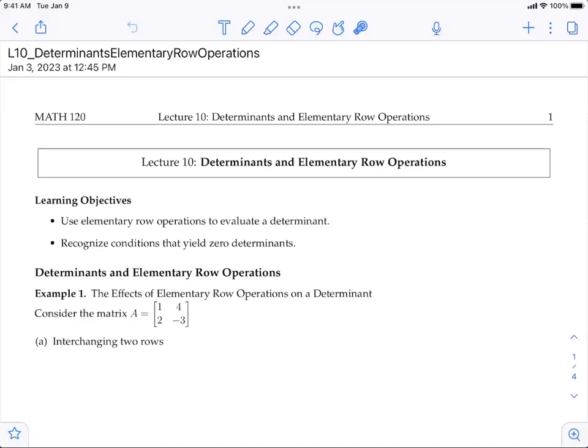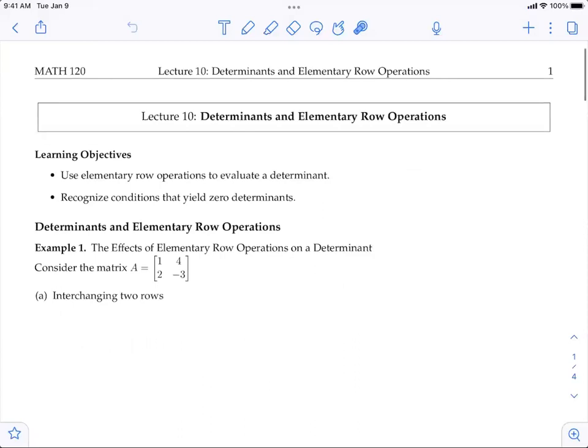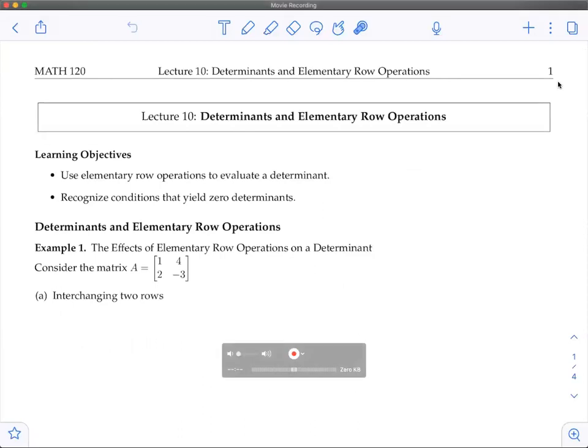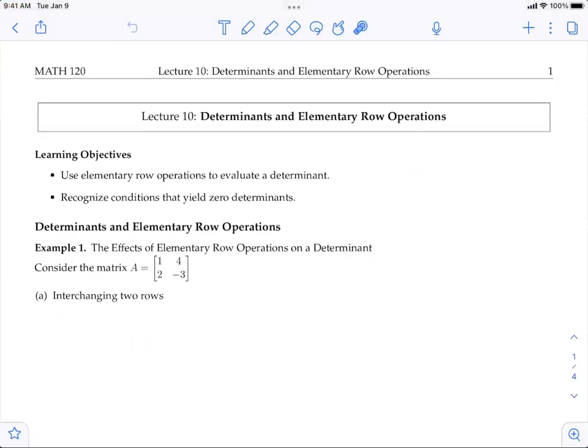And we're going to see the effect of those elementary row operations on how you can obtain the determinant of the matrix. All right, so that's the learning objective, right? Use elementary row operations to evaluate a determinant. Then later on, we will write down some conditions that help us recognize a matrix that produces a zero determinant.